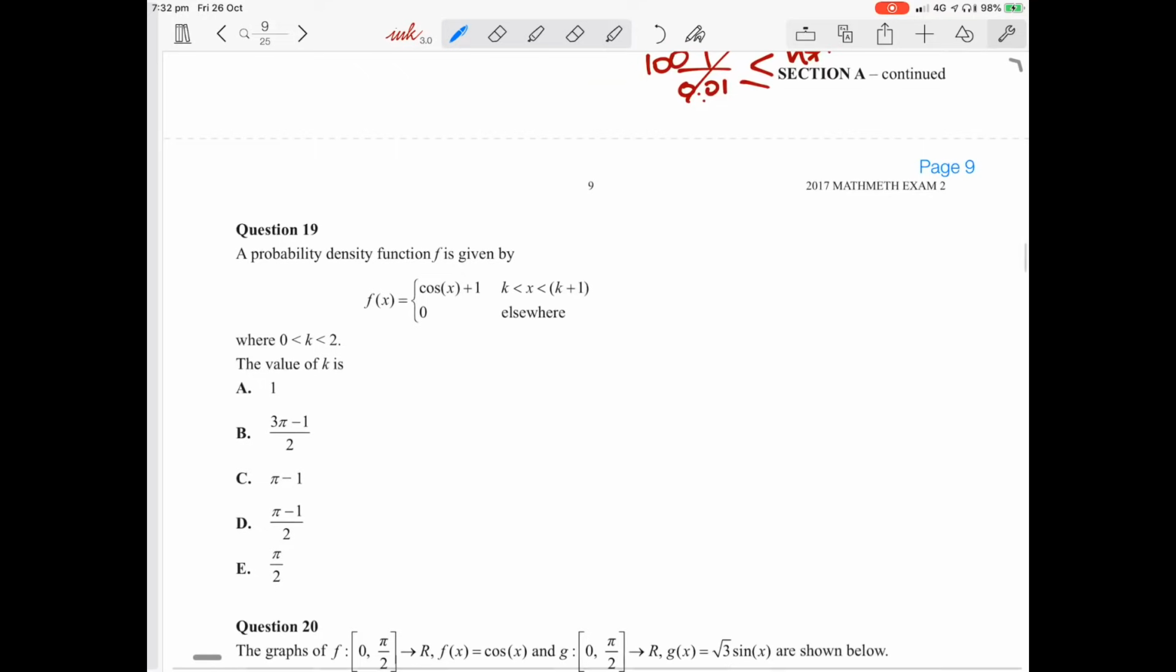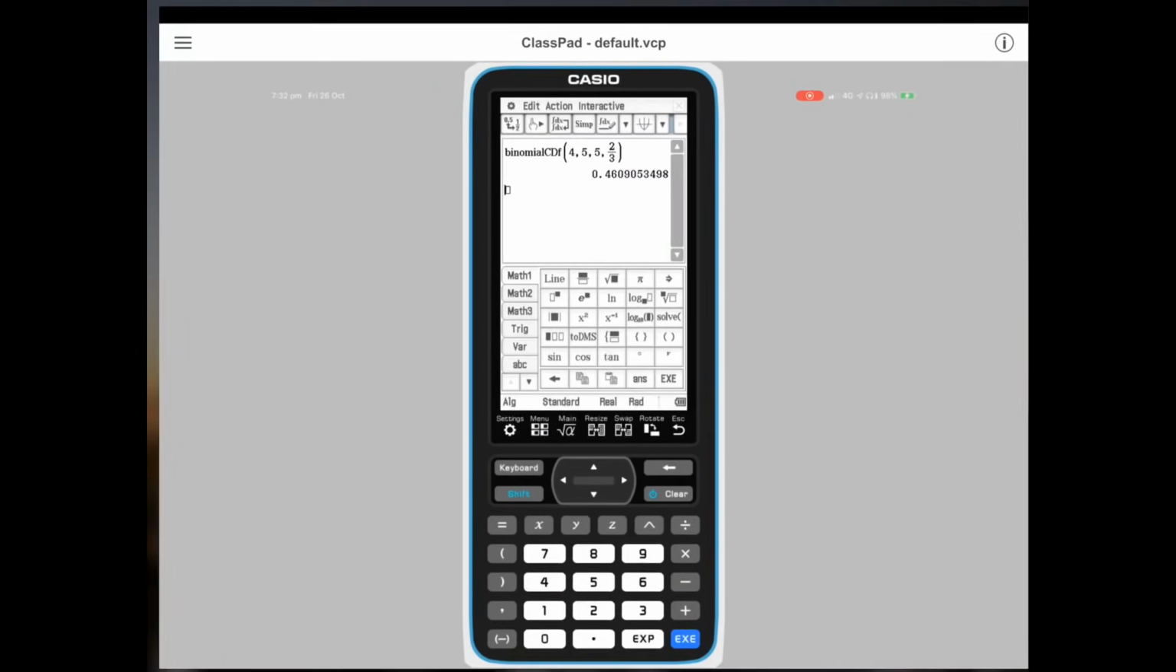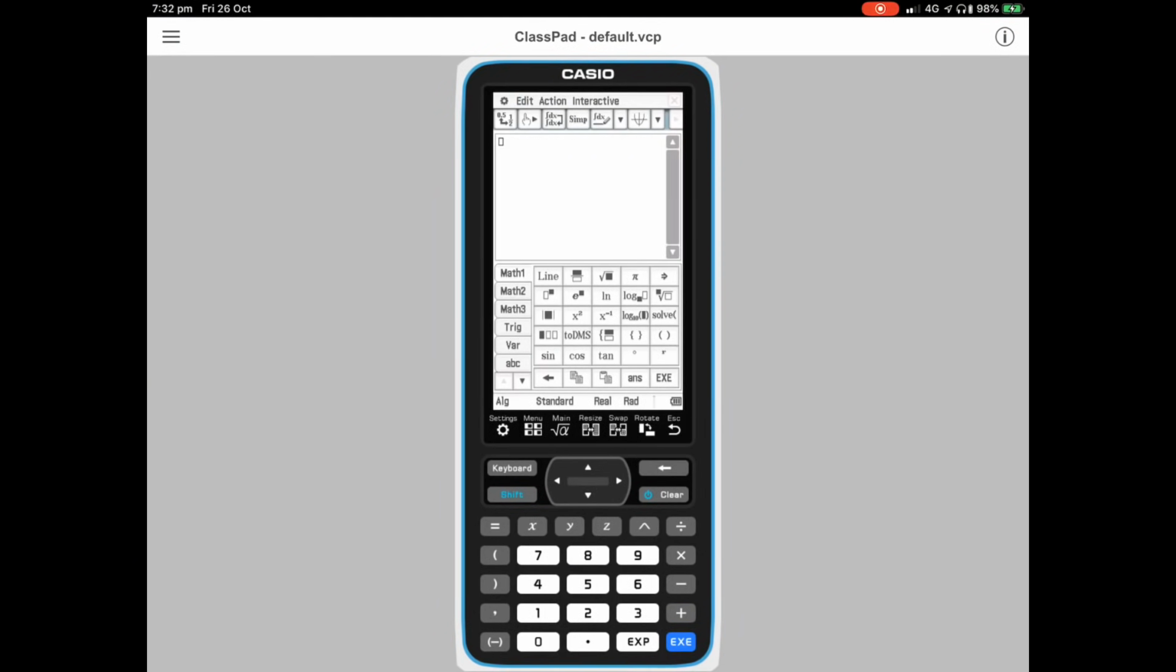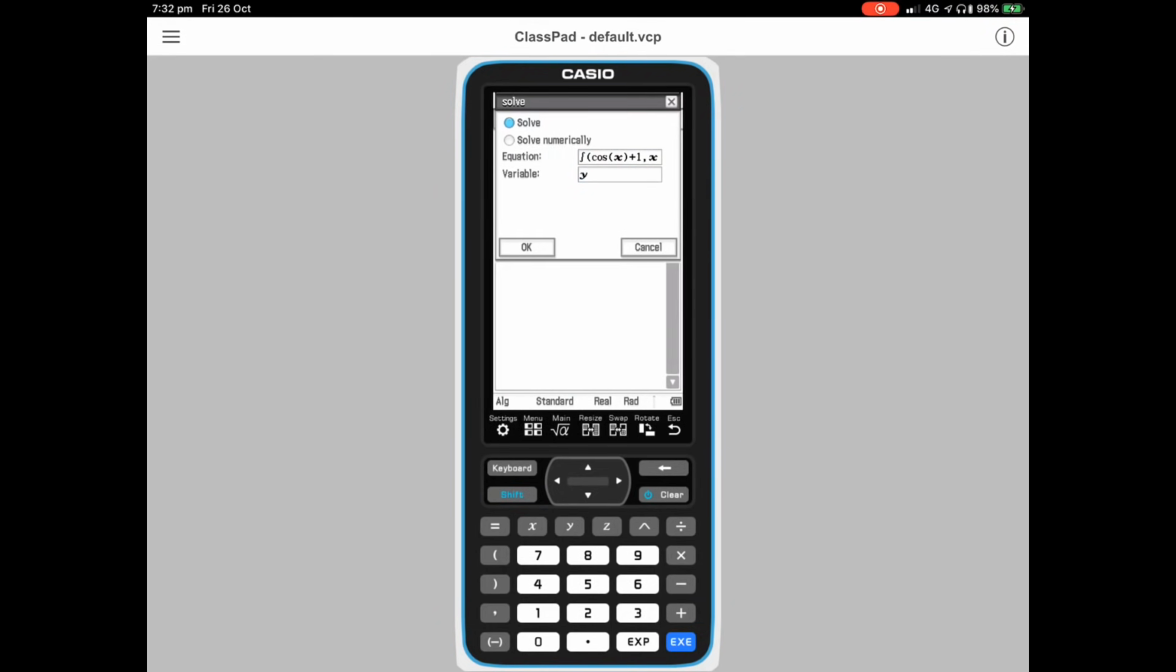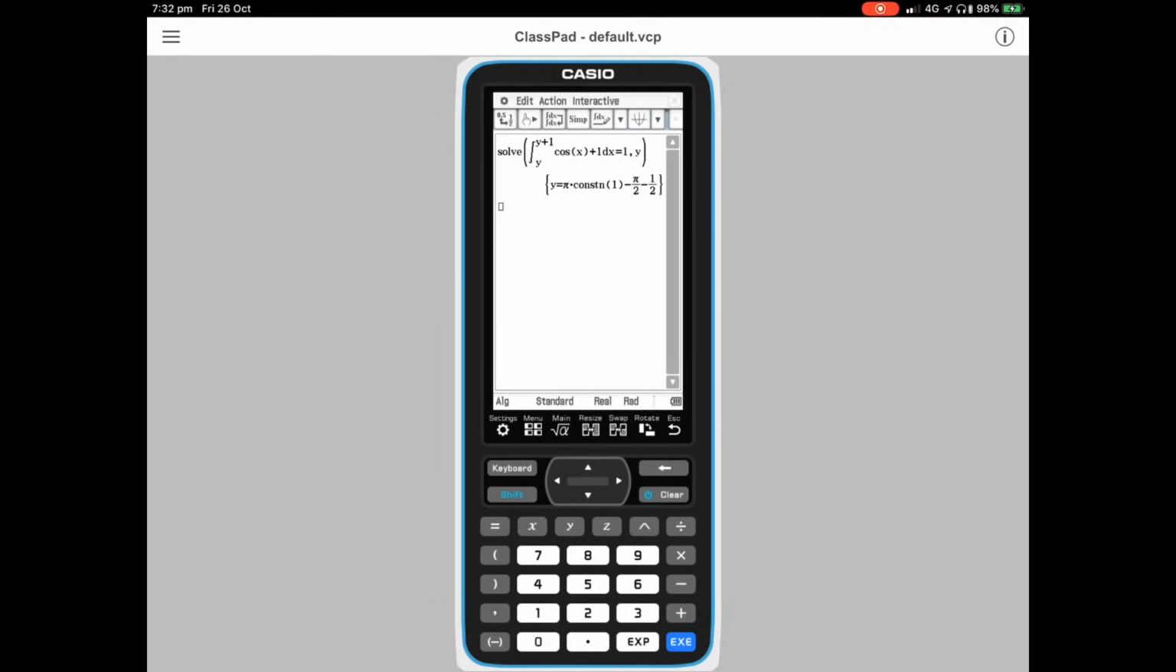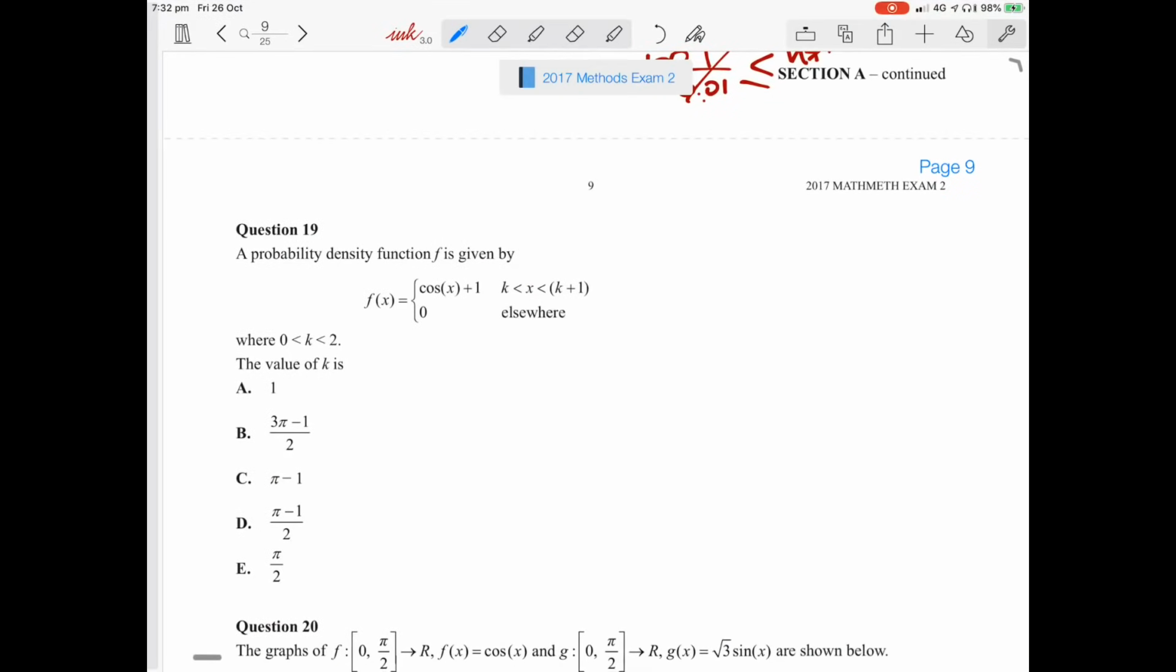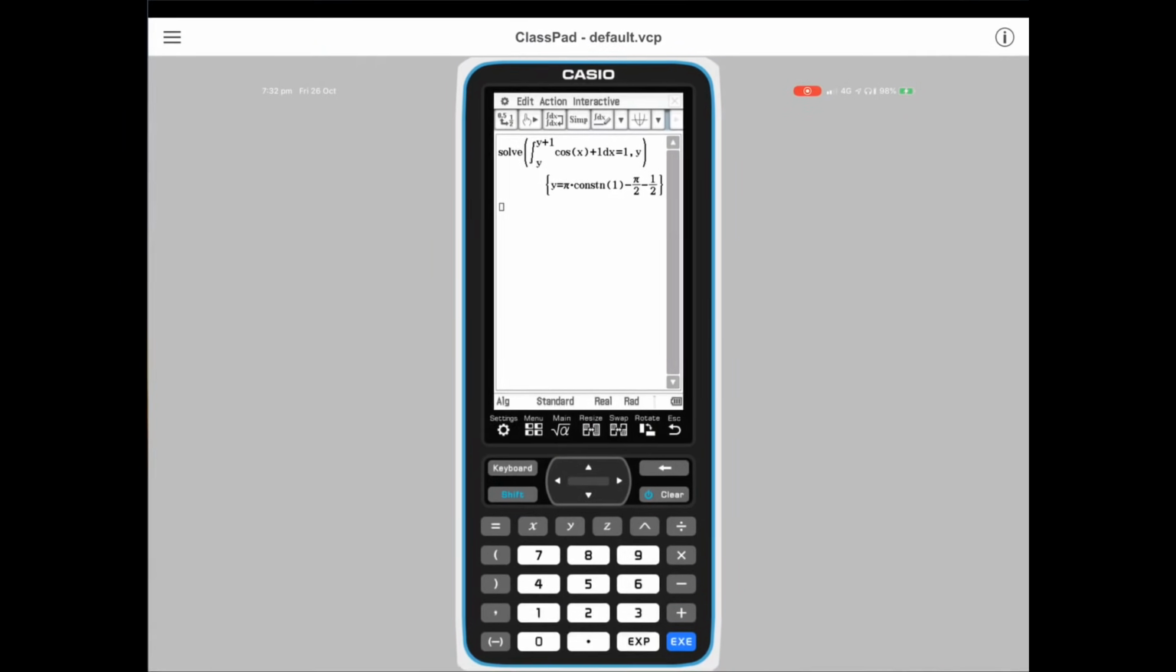Okay, probability density function is given by this. Cos x plus 1 between k and k plus 1. Okay, so the integral will go from y to y plus 1, cos x plus 1 dx equals 1. And we want to solve for y. Okay, but we know that y is between 0 and 2.